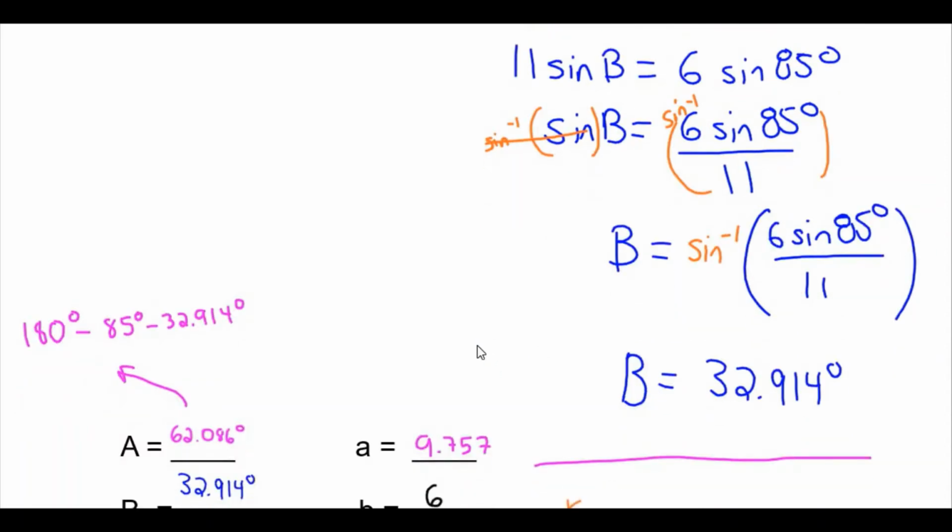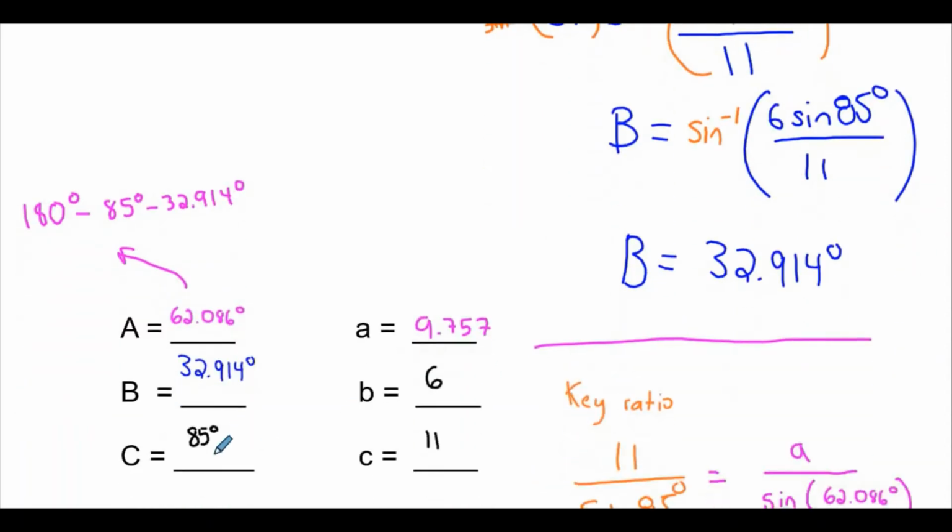Okay, so the next step would be, let's see what we have, because we found that angle. In the original problem we were given side C, angle C, and side B. We just found B by using the law of sines. We find A by using the Angle Sum Theorem. And the only thing left is to then find this side.